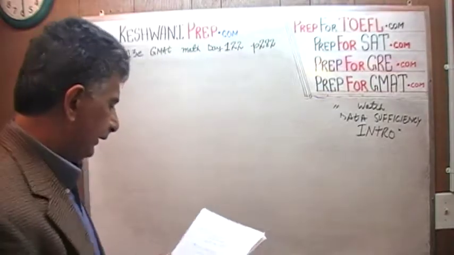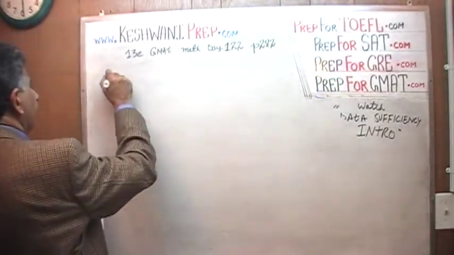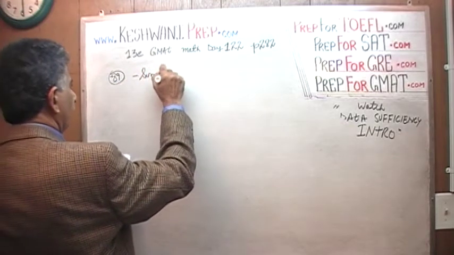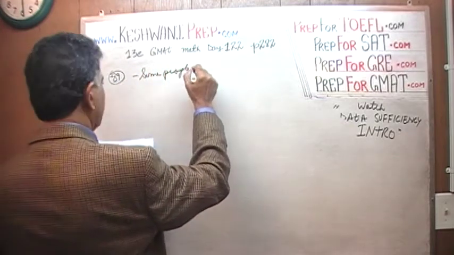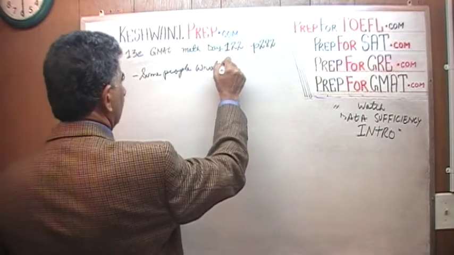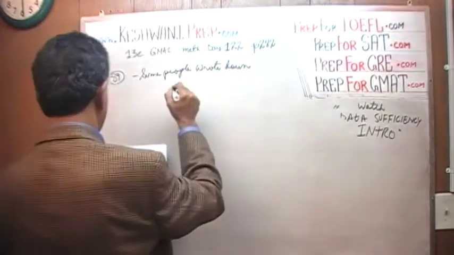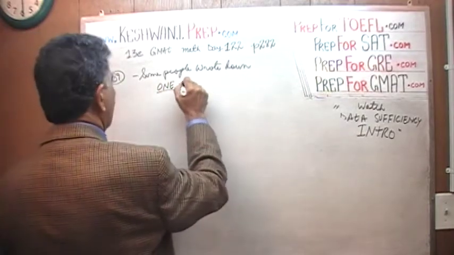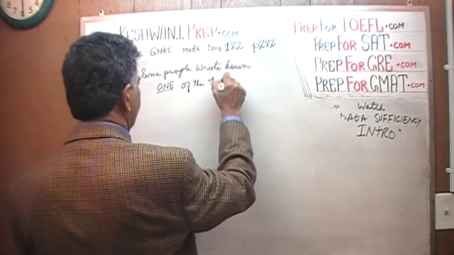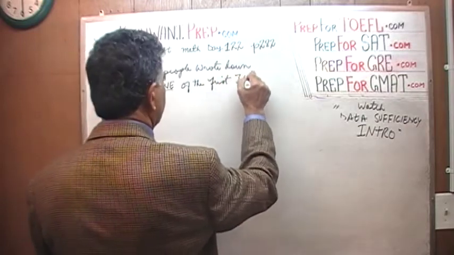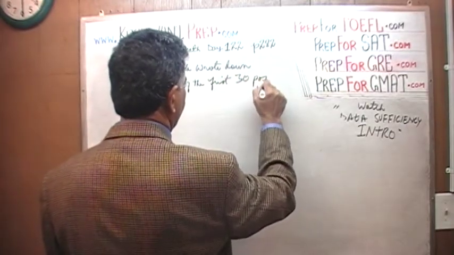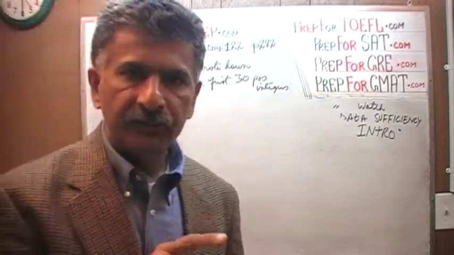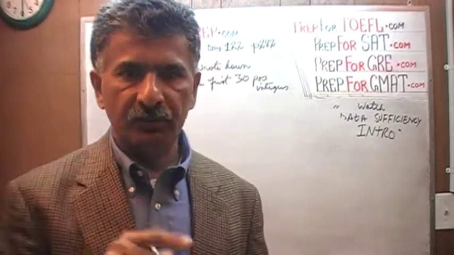In number 89, they tell us that some people wrote down one of the first 30 positive integers. So they wrote down one of the first 30 positive integers, 1 through 30.